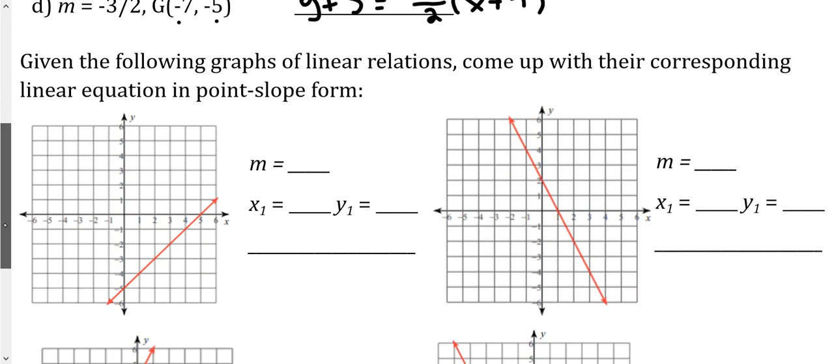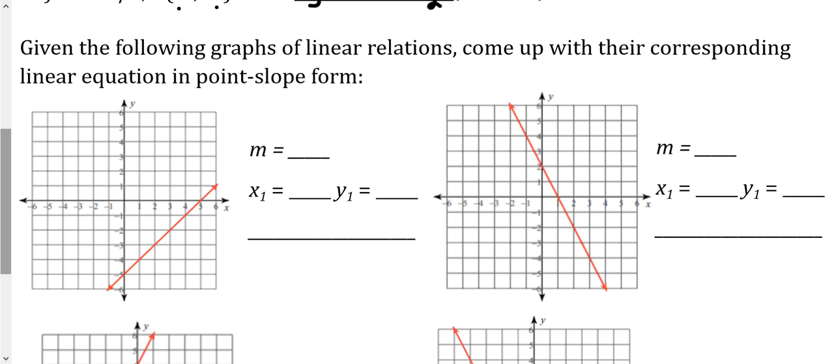We can also look at graphs. So same thing we did with slope-intercept form, we can also look at graphs and come up with their equation in point-slope form. This time, instead of finding the slope and the y-intercept, I'm going to find the slope, and then I can just pick any point that lies along this line, any point that happens to be a nice point.